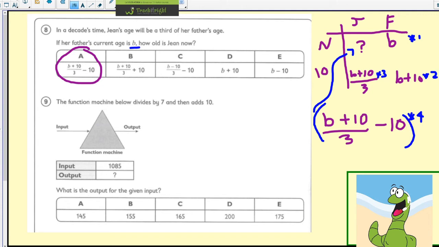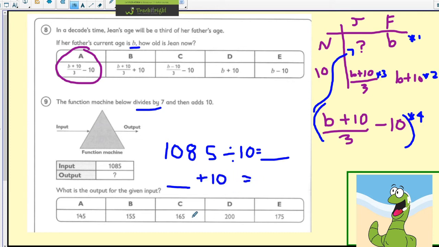Right, number 9. The function machine below divides by 7, then adds 10. Okay. What is the output for the given input? So we put in 1085, and it's told us it divides by 7, and whatever that answer is, that answer will have 10 added to it. Okay, let's get to it.